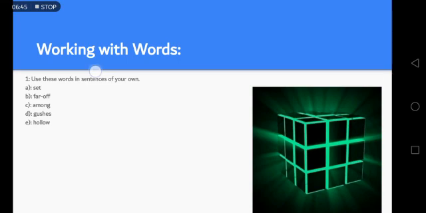Next one is working with words. Sentences. Use these words in sentences of your own. My dear students, this is your home task. You will do this homework in your notebook neatly. A is said, B is far off, C is among, D is gushes, and last one is hollow.